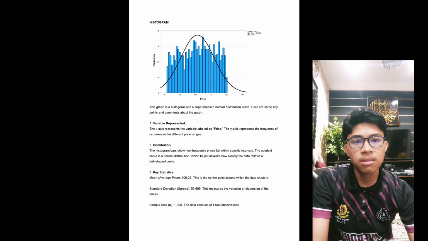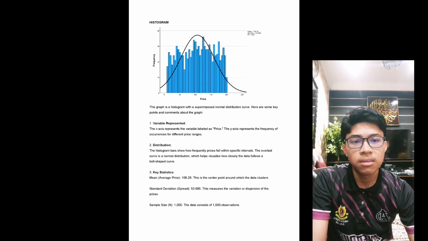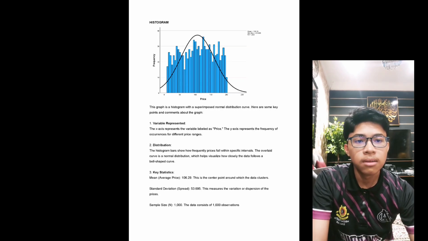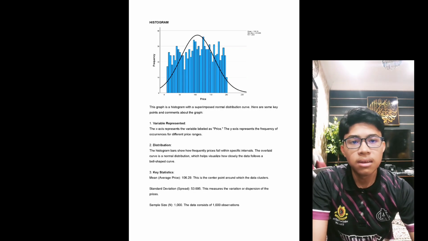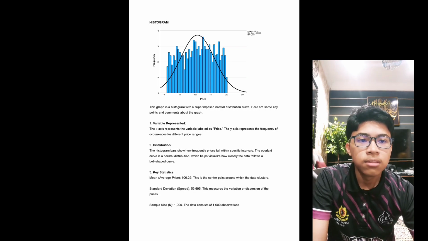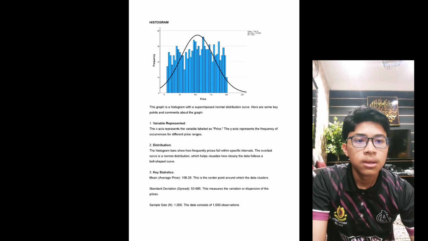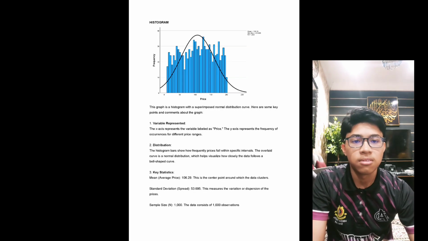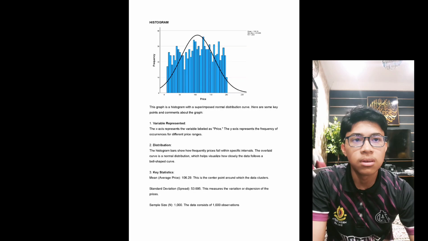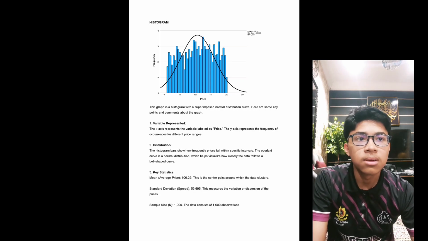The third one, key statistics. Mean, the average price, is 106.29 ringgit. This is the center point around which the data clusters. After that, standard deviation, the spread, is 53.695. This measures the variation or dispersion of the prices. Next, sample size, 1000. The data consists of 1000 observations.